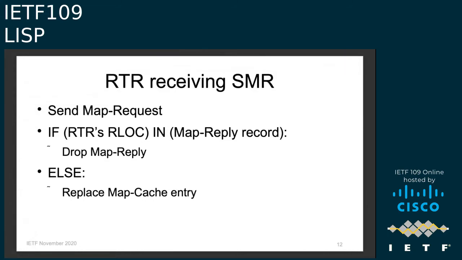Regarding when an RTR receives an SMR for a served EID, the RTR will request the new mapping from the mapping system, but it will only replace the EID cache entry if the received record doesn't contain any locator of the RTR. If the record contains an RTR locator, it means that there exists at least one XTR that is still associated with the RTR. And if we overwrite the entry, we will lose the NAT state used to punch the NAT. Next slide.